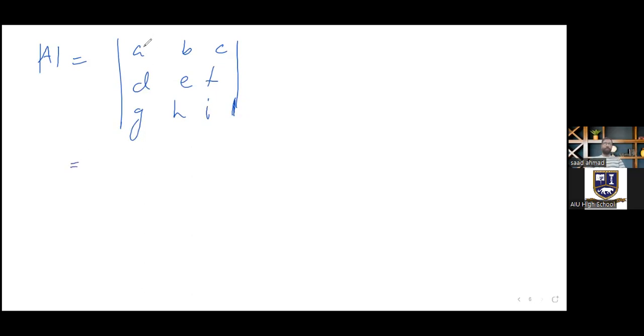So these elements like A, B, C, D are called the elements, or the entries of the matrix. This is a 3 cross 3 matrix. These ones are the rows, and these ones are the columns. Rows are represented by I, and the columns are usually represented by J.